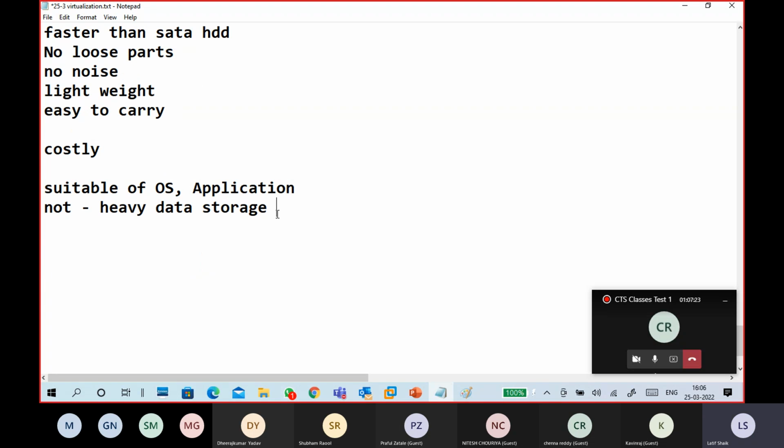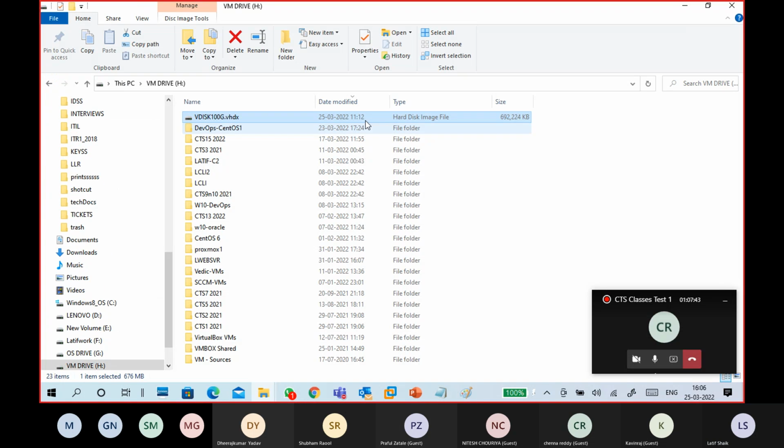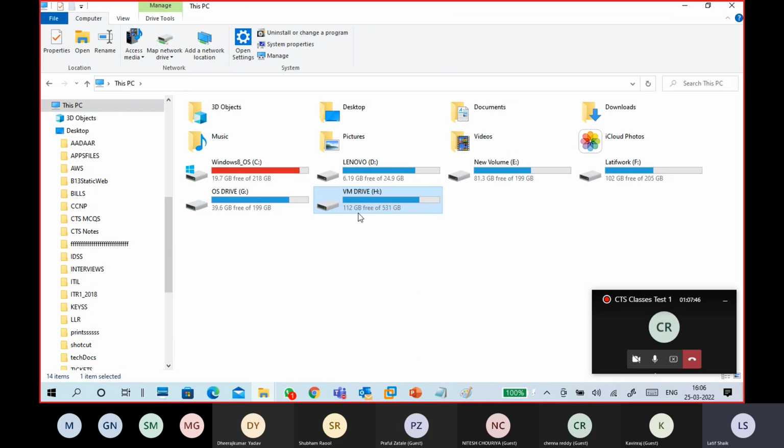Okay, have a look at it. I have a 1 terabyte hard disk, a 2 terabyte hard disk, and another 2 terabyte disk. I purchased them. My laptop has a 512 GB disk and a 1 terabyte hard disk, and I am okay with that. Why? Because I have a lot of data. If you look here, my H drive is 531 GB and only 112 GB is available. Almost more than 400 GB is used for my virtual machines only.